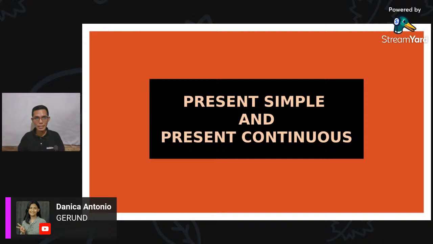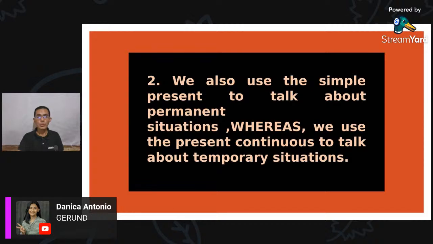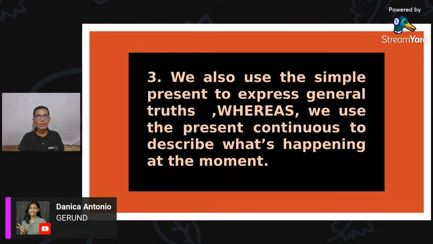So, yung difference po ng present simple and present continuous, apat po yung pinag-aralan natin. Una, ginagamit natin ang present simple and present continuous when we talk about habitual actions. Habitual action ang present simple, and then present continuous ay action na ginagawa right now. Next, ang second difference natin is that we also use the simple present to talk about permanent situations, whereas we use present continuous to talk about temporary situations. So yung pwedeng magbago.